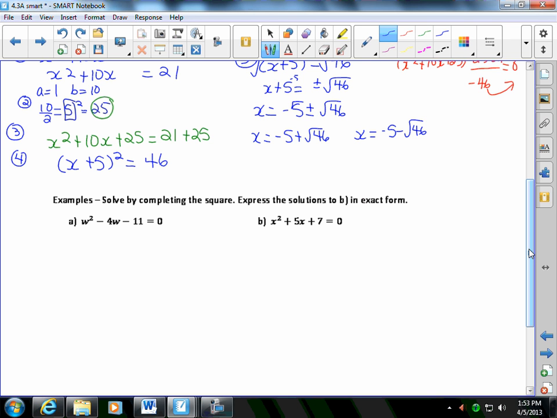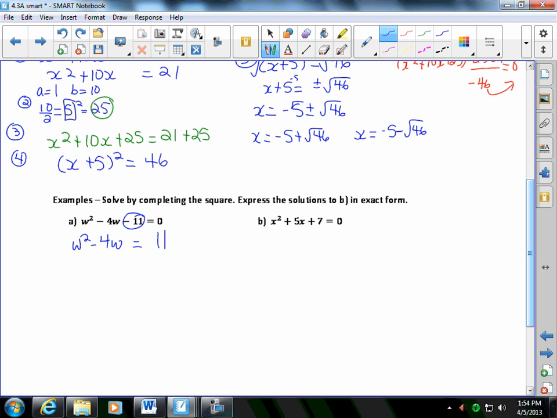Okay, so these next two examples are exactly like what we did in the first ones. I'm just not going to number the steps as I'm doing them. The question says to express the solutions to example B in exact form. Exact form means you don't work it out into a decimal, you leave it as is. So my step number 1 is I need to take my C value, which is my minus 11, and bring it over to the other side. So I have w squared minus 4w is equal to positive 11.